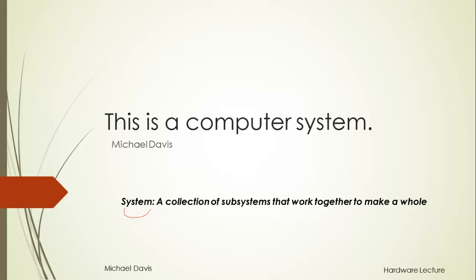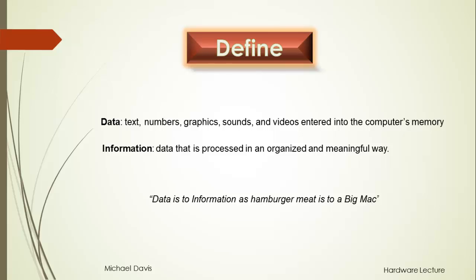For example, this system's purpose usually is to convert data, which is text and numbers and so on, that in itself does not really have much value because it's not in a form that can be used. And a computer converts that data into information, which is data that is processed in an organized and meaningful way. I often say data is to information as hamburger meat is to a Big Mac. It makes it useful. And that's what a computer system does, usually.